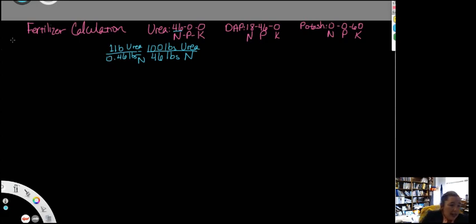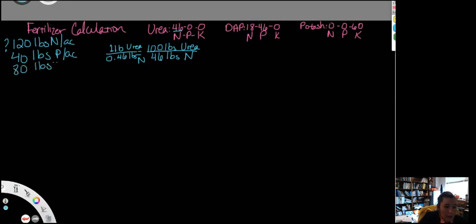So the question is asking us, we need to put out 120 pounds of nitrogen per acre. We also need to put out 40 pounds of phosphorus per acre. And then we're also putting out 80 pounds of K per acre. So these are what the soil test came back of how much we need to put out. Or even if you don't take a soil test, if you know that your nitrogen rate to get your yield potential is 120 pounds, then that's how much you're putting out. Your area that you're looking at is 55 acres.